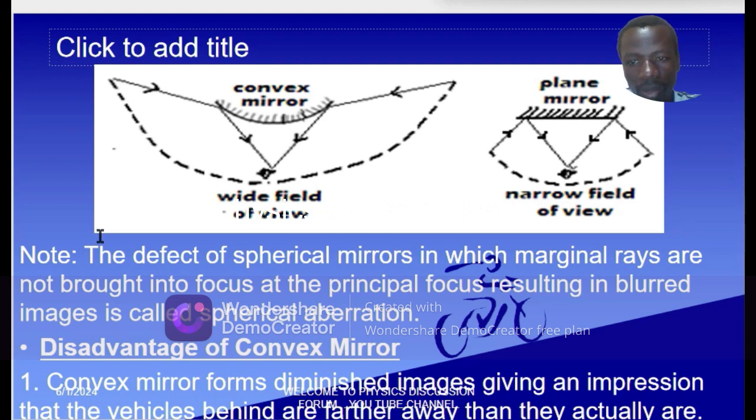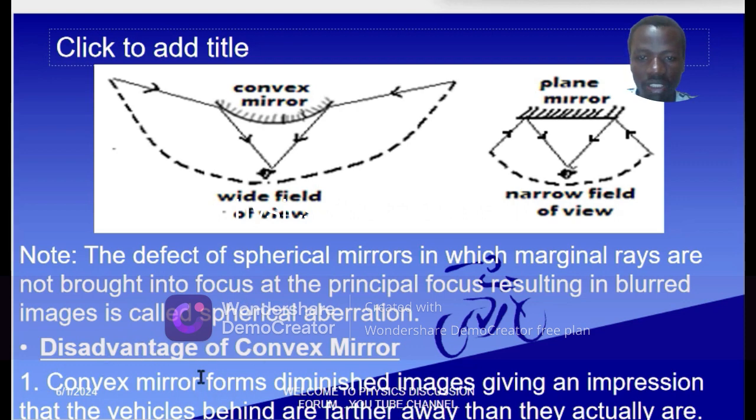We have to remember that in these mirrors, the marginal rays are not brought into focus at the focal point, resulting in blurred images, which is the defect called spherical aberration. So this is a defect of these mirrors.